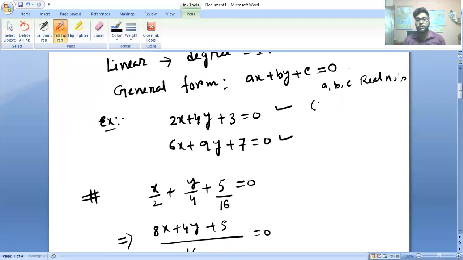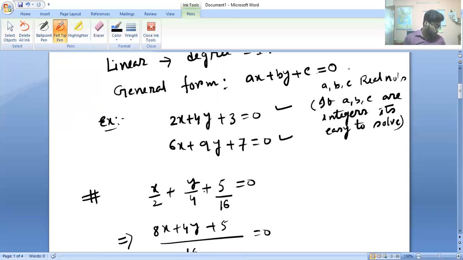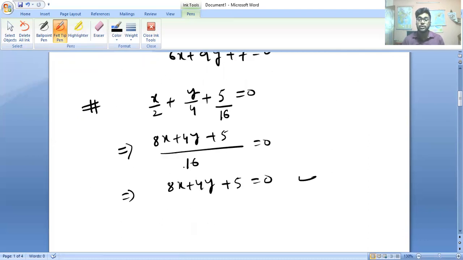here we write if a, b, c are integers, it's easy to solve them. Understood? Therefore, a, b, c can be real numbers, any number. But if we try to make them integers, it will be easy for us to solve.